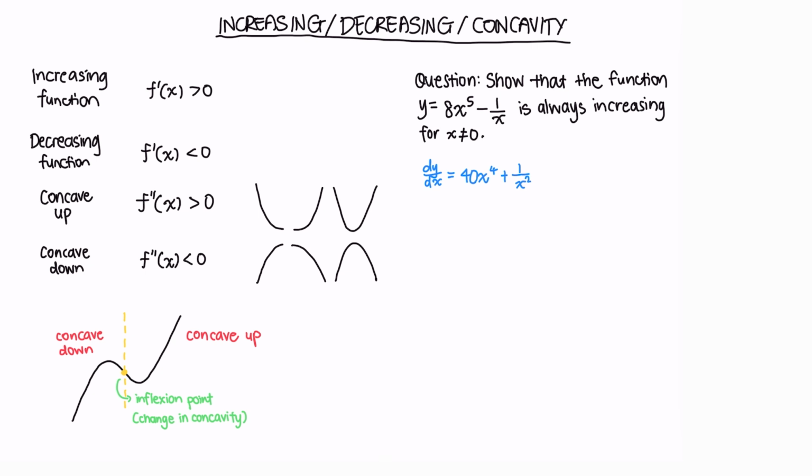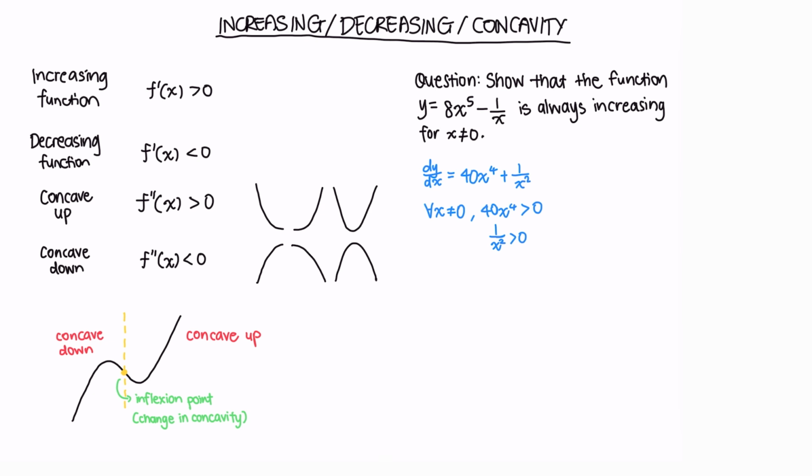Now if you look here, for this domain where x is not equal to 0, can you see that this term over here and this term over here are both always positive? We can say that for all x not equal to 0, 40x to the power of 4 has to be more than 0. And also, we know that 1 over x squared has to be more than 0. Because x squared is always a positive number, 1 over x squared has to be more than 0.